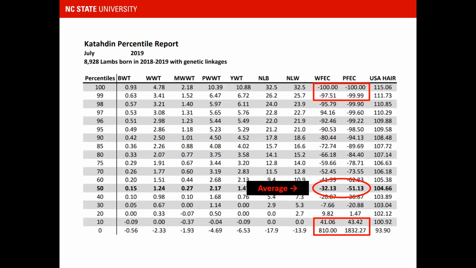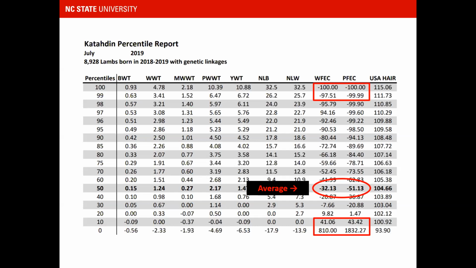So this is the Katahdin fecal egg count EBV percentile report. You can see those elite individuals within the breed are sitting right there at -100, a 100% reduction in fecal egg count. And that range goes all the way up to upwards of 1,000%. So a 1,000% increase in fecal egg count for those individuals that are the poorest for parasite resistance within that breed.